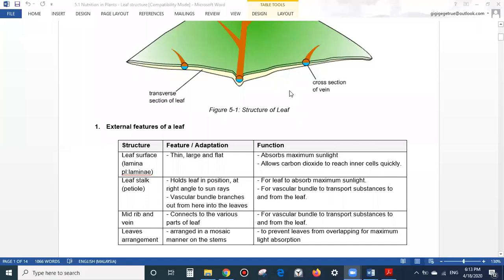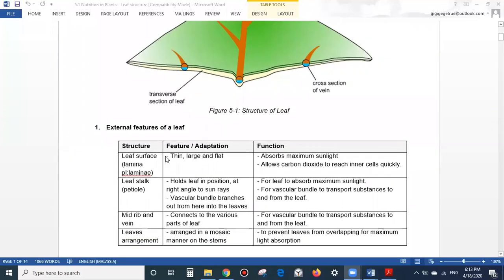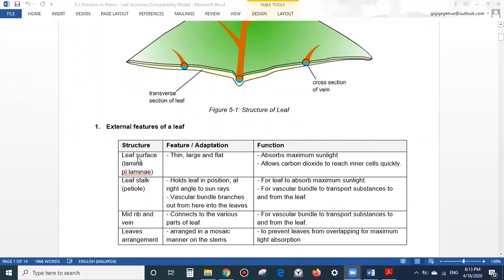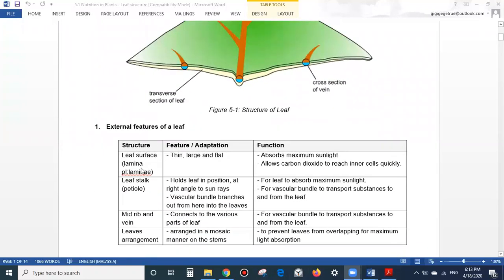Okay, let's take a look at the external feature of a leaf. Here, you can see the leaf structure is the leaf surface. That is, we also call it lamina. Lamina is thin like this. This thin feature will allow carbon dioxide to reach the inner cell quickly.